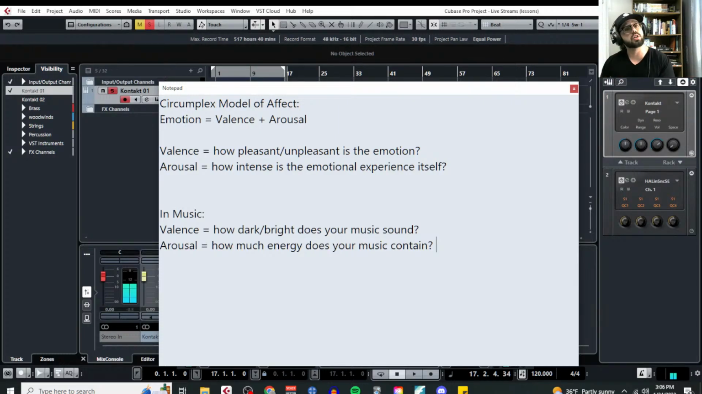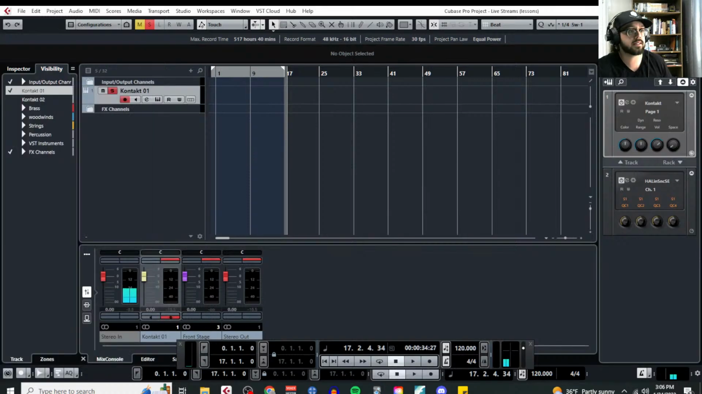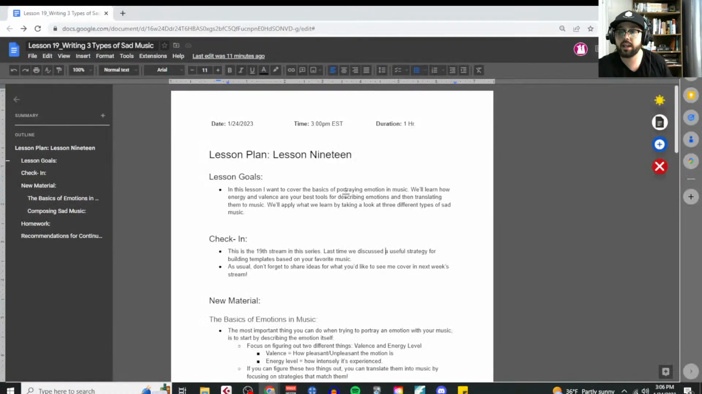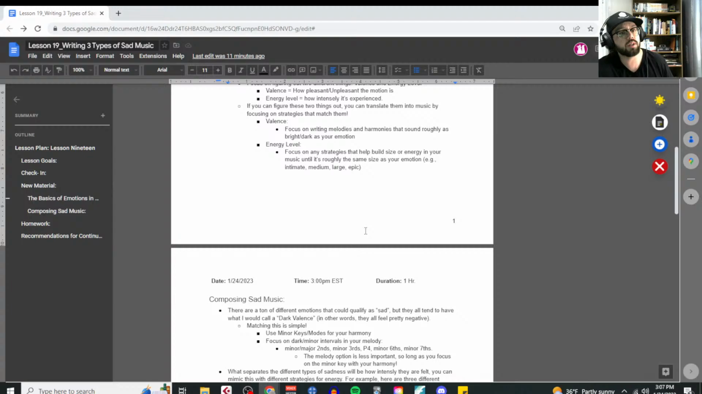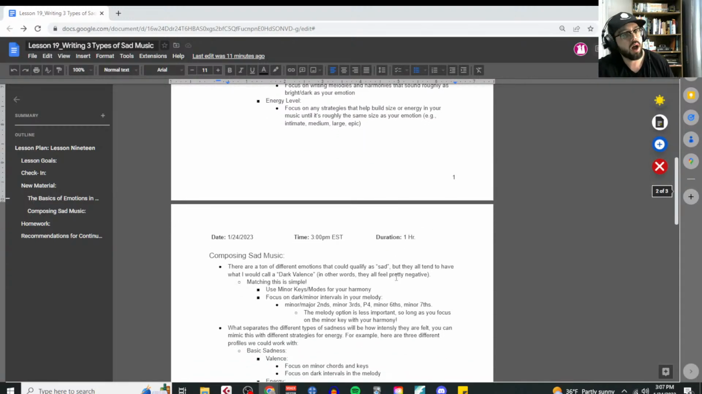And beyond that, you start to learn how you can take an initial emotion and start to manipulate it by changing how dark it sounds or how much energy you have. So, for example, let's take a closer look at sadness. So here, I've got all these notes. You can follow along. I added the link in the comments and in the description of the video. You want to right-click that and open it in a new tab.